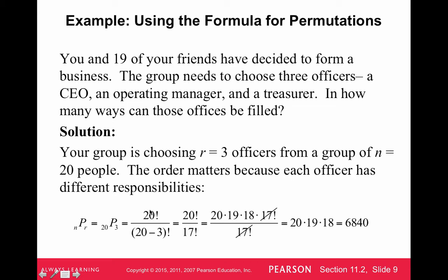20 permute 3 is 20 factorial divided by 20 minus 3 factorial using the formula from before. So that's 20 factorial over 17 factorial, which means we can take the 20 times 19 times 18, stop at 17 and cancel that with the denominator. So we just have 20 times 19 times 18, 6840.